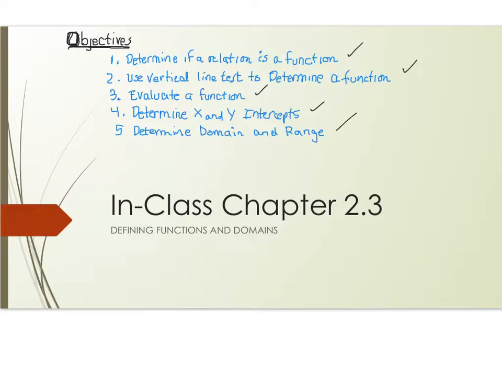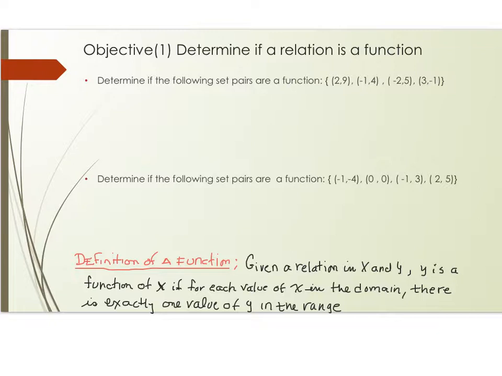So now we'll go to our first problems actually. Our first objective is determine if a relation is a function. So I want to go back down here at the bottom of the page, and the definition of a function is: given a relation in x and y, it is a function of x if for each value of x in the domain, there is exactly one value of y in the range.